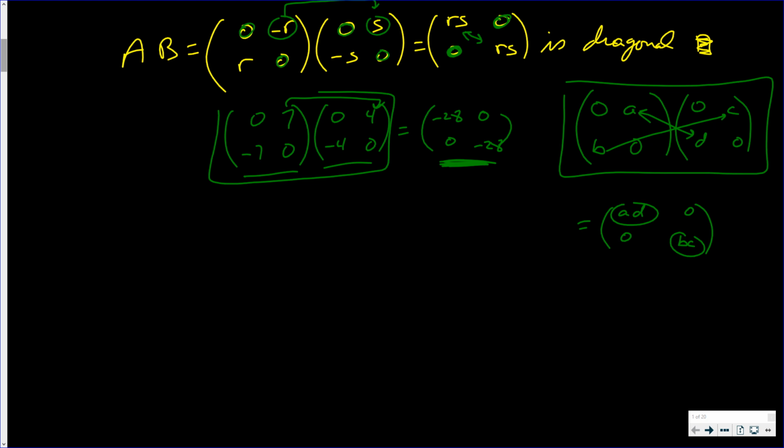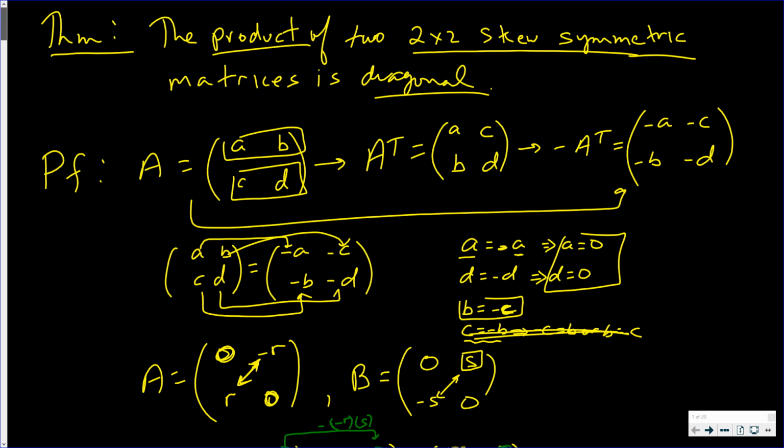And zeros elsewhere. So a couple of minutes ago, we completed the proof up here. You multiply two 2x2 skew symmetric matrices, you really do get a diagonal matrix.